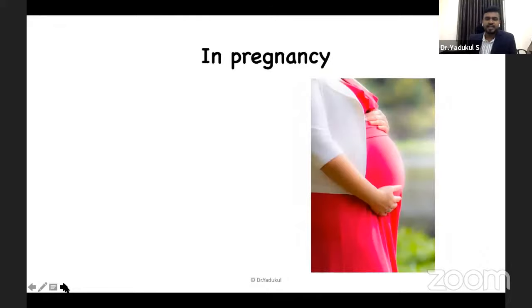So everything is fine, you can give atropine. We told this is the drug of choice. But what about in case of pregnancy? In pregnancy, we should not give atropine. I repeat, we should not give atropine during pregnancy. Again, this is a question commonly asked in entrance exams: what is the drug of choice for OP poisoning in case of pregnancy?